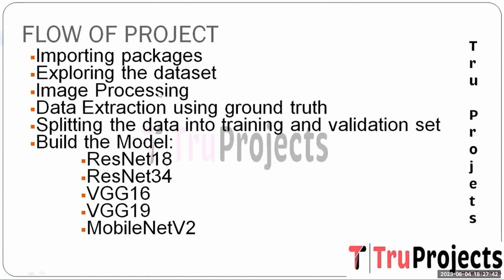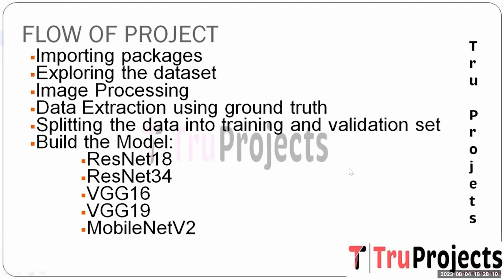The next one is image processing. Perform pre-processing on the dataset, including resizing, normalization, and noise reduction to enhance the image quality and prepare them for model training. The next one is data extraction using ground truth. Extract the relevant data from the dataset utilizing the ground truth annotation to obtain the accurate label for the cursive text images.